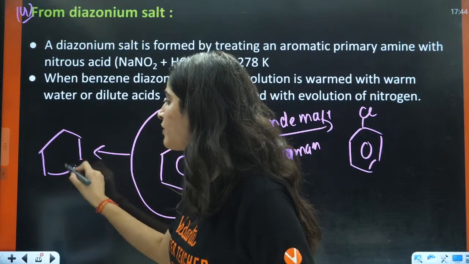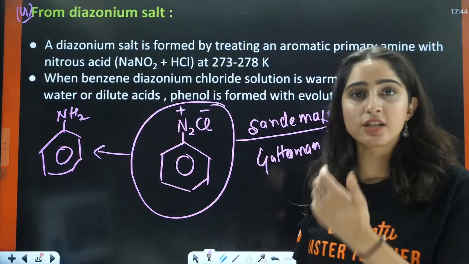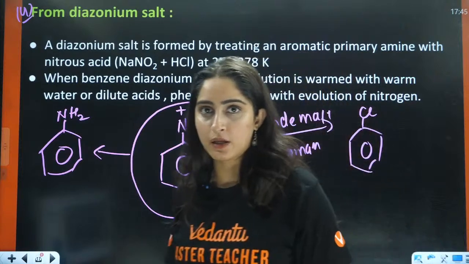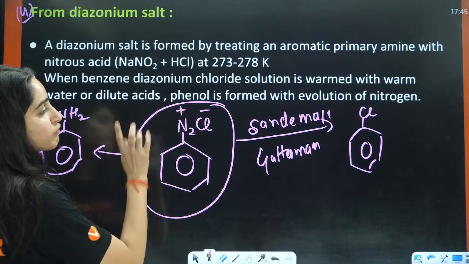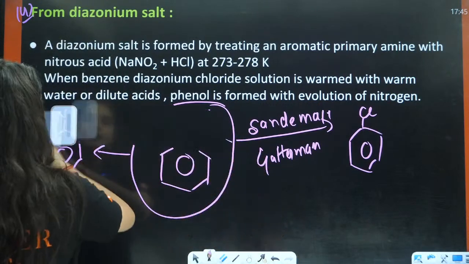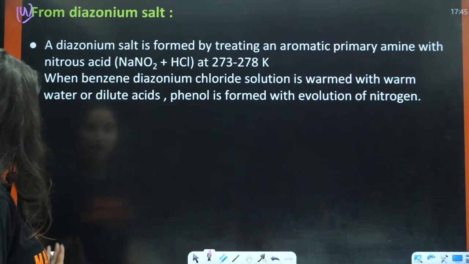So basically, we will study this diazonium salt in detail in the next to next chapter, that is amines, right? But in this chapter, you have one reaction of diazonium salt, that is the conversion of diazonium salt to phenol. How you are going to do that? So let us see that, okay?